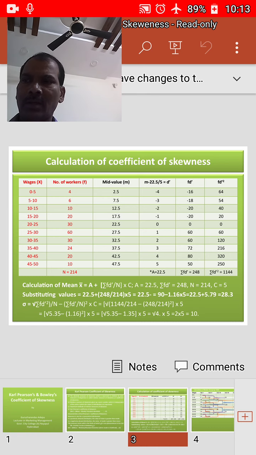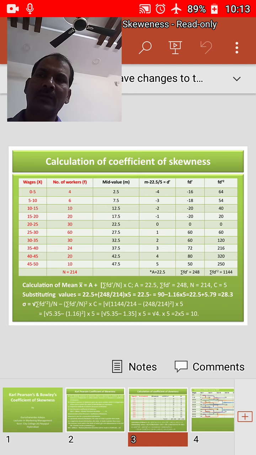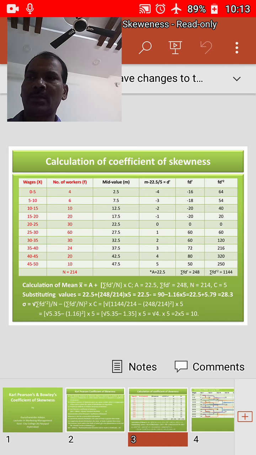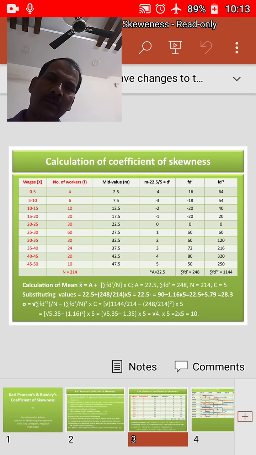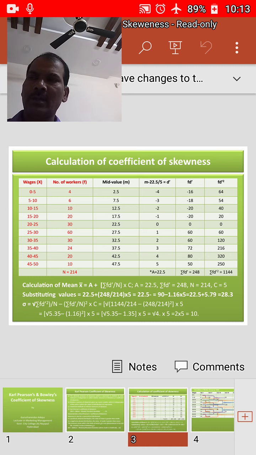This formula is based on the relationship of different averages of a moderately asymmetrical distribution. In such a distribution, mode is equal to 3 median minus 2 mean, that is, mode minus mean is equal to 3 bracket of median minus mean. These formulas are derived from the second formula given by Pearson.